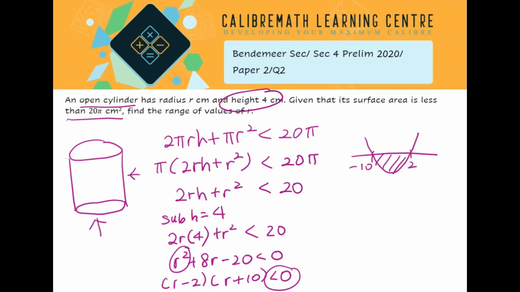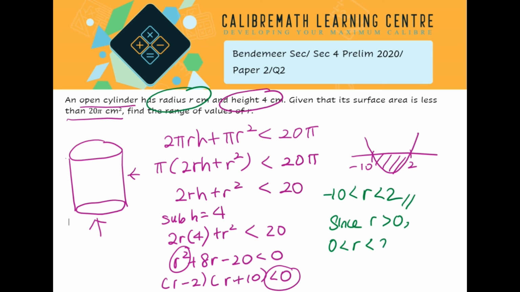So from the graph, we can tell that the solution to this inequality is r is between negative 10 and 2. Now, some of you may stop here and think that this is the final answer, but I need you to think carefully. What does r represent? r represents the radius, and you know that radius must definitely be greater than 0. So since your r is always greater than 0, so the correct answer to this inequality should be r is greater than 0 but lesser than 2.